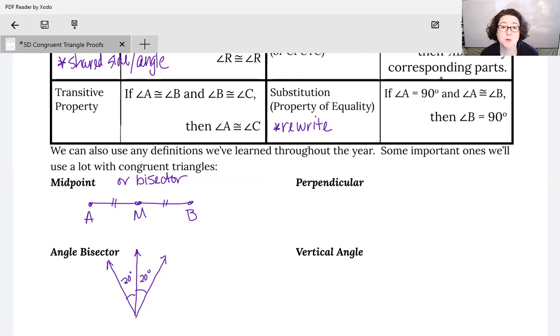We've also talked about perpendicular. And so don't forget, when two lines or two segments are perpendicular, what kind of angle do they always form? Well, they're always going to form 90-degree angles.